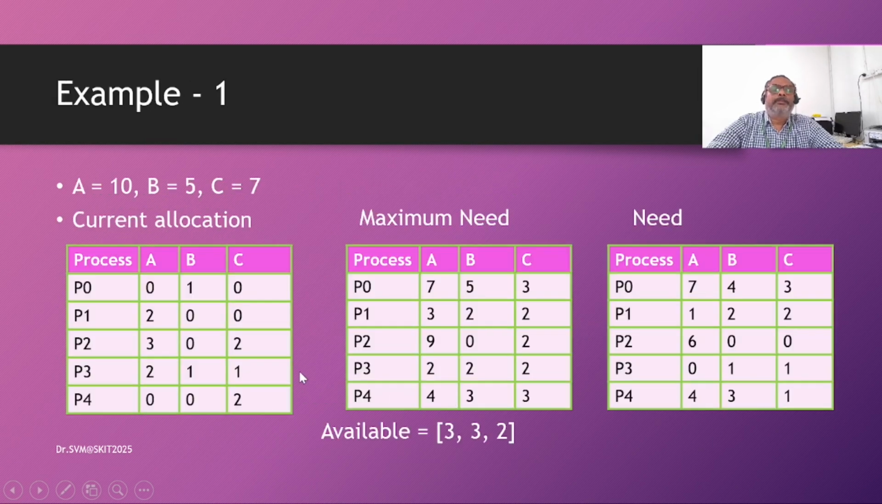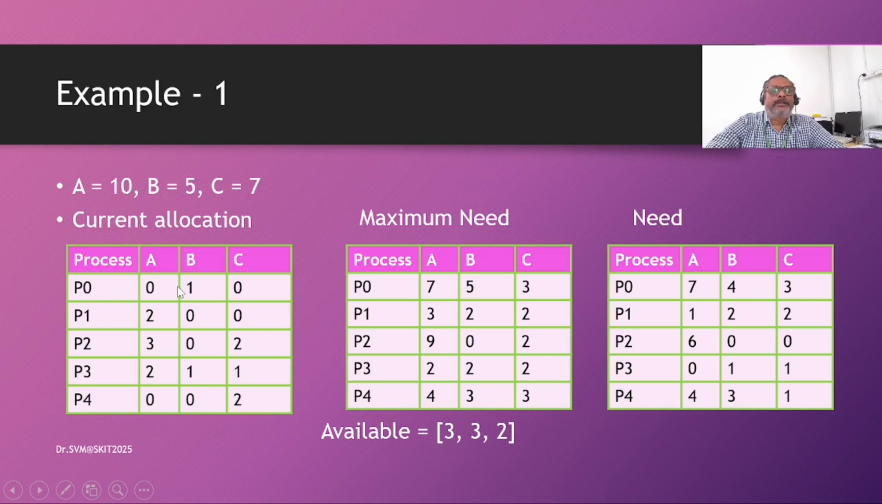Okay, let's take an example. Without an example we cannot understand anything. So let us assume that we have three resources, A, B and C, and the number of instances of A, B, C are 10 instances of A, 5 instances of B, and 7 instances of C respectively. Let's assume that there are 5 processes, P0 through P4, and at this instant these processes are already allocated some resources in the past.